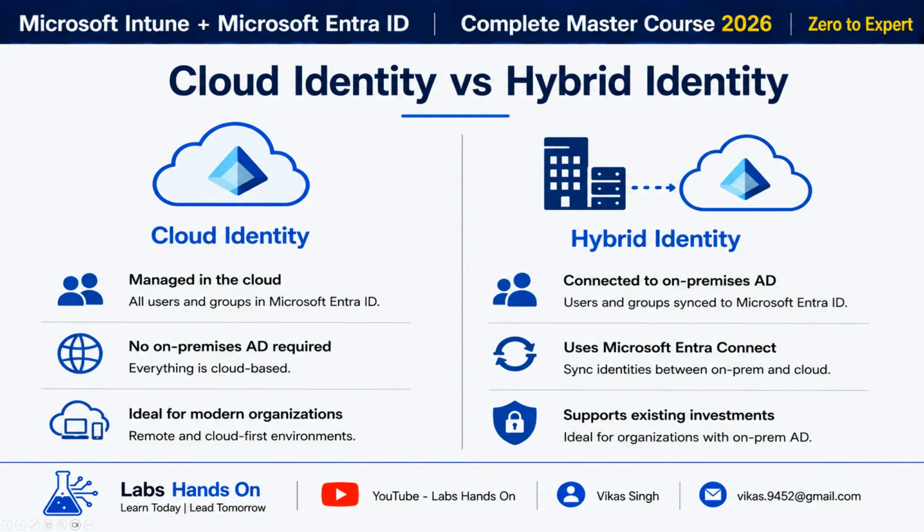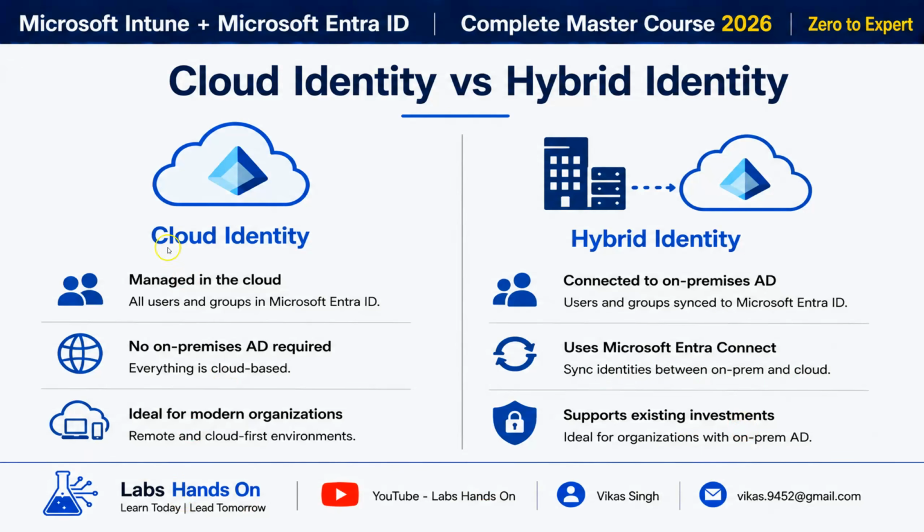Now this is very important: cloud identity versus hybrid identity. Cloud identity is managed in the cloud. All users and groups sit in Microsoft Entra ID. Hybrid identity is connected to on-premises AD, so users and groups are synced to Microsoft Entra ID from your on-premises Active Directory. No on-premises Active Directory is required for cloud identity. Hybrid uses Microsoft Entra ID Connect, which provides a secure identity bridge between on-premises and cloud.